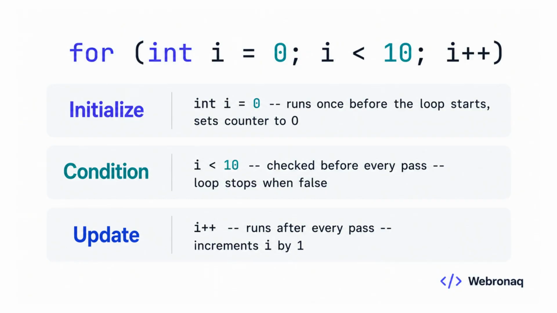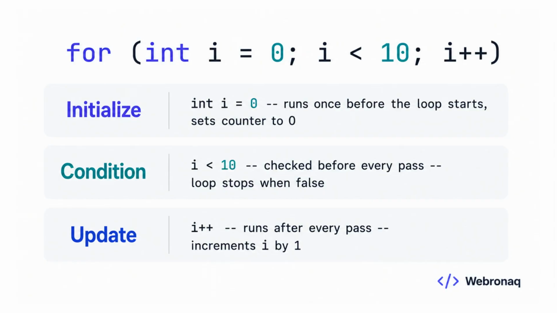The update, i++, runs automatically at the end of each pass, after the body executes. It adds 1 to i, advancing the counter forward. These 3 parts work in a fixed order every time. Initialize once, then check, run, update, check, run, update, repeating until the condition fails. Let's trace that exact sequence with a concrete example.